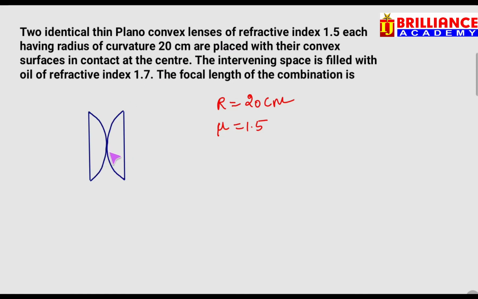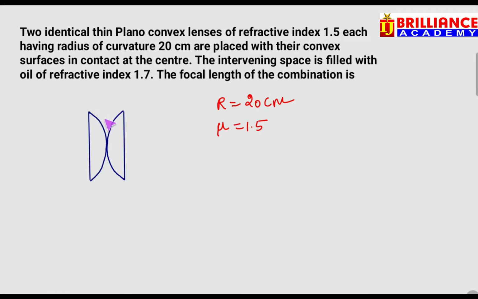See here, these are the two thin plano convex lenses of refractive index 1.5, and each having a radius of curvature of 20 centimeter, placed with their convex surfaces in contact at the center. So which means the lenses are in contact. The intervening space is filled with oil of refractive index 1.7.